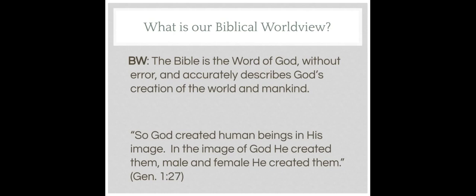So we're going to look in the Bible and see what God has to say about the creation of man. In Genesis chapter 1 and verse 27, he says, "So God created human beings in his image. In the image of God, he created them, male and female he created them." So a biblical worldview about prehistory and the origins of man would tell us that God created man, and not only did he create man, but he created man in his image, which means that every person is an image bearer of God.